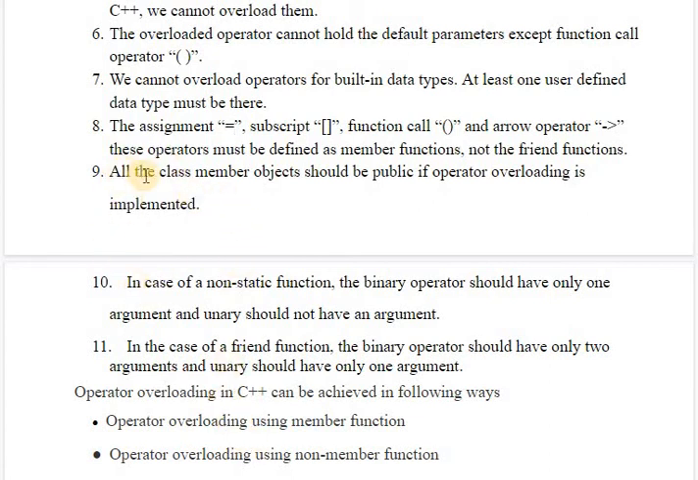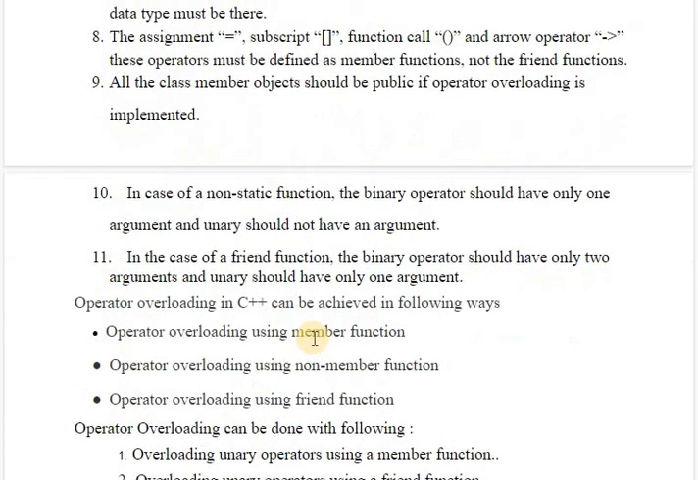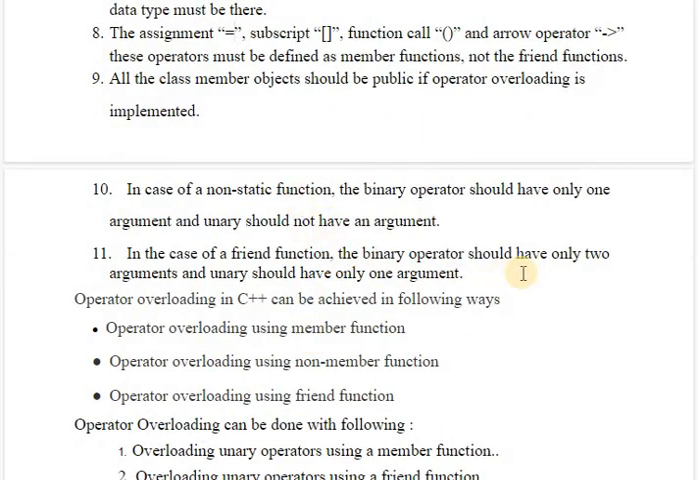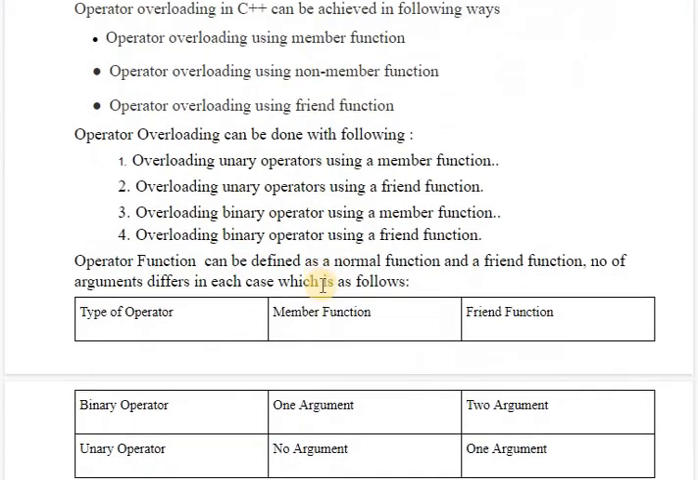All the class members objects should be public if operator overloading is implemented, because especially in the case of a friend function, if we are implementing an operator function using a friend function, then the data members should be made public. In case of a non-static function, the binary operator should have only one argument and unary should not have an argument. And in case of a friend function, sorry, binary will have two arguments and unary will have one argument. So this will get clear from this table.